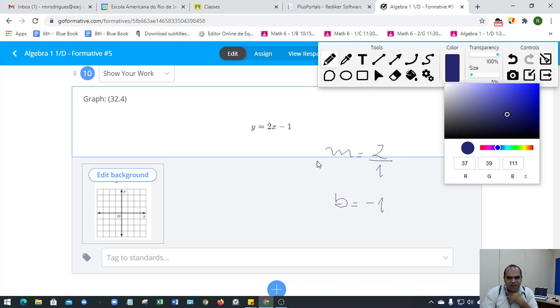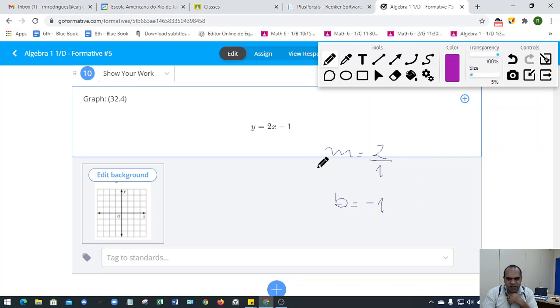First of all, I need to go to my graph here. I can use this point. And I need to find this negative 1. Where's negative 1 on y? Great. My negative 1 on y is here. Negative 1 is over here.